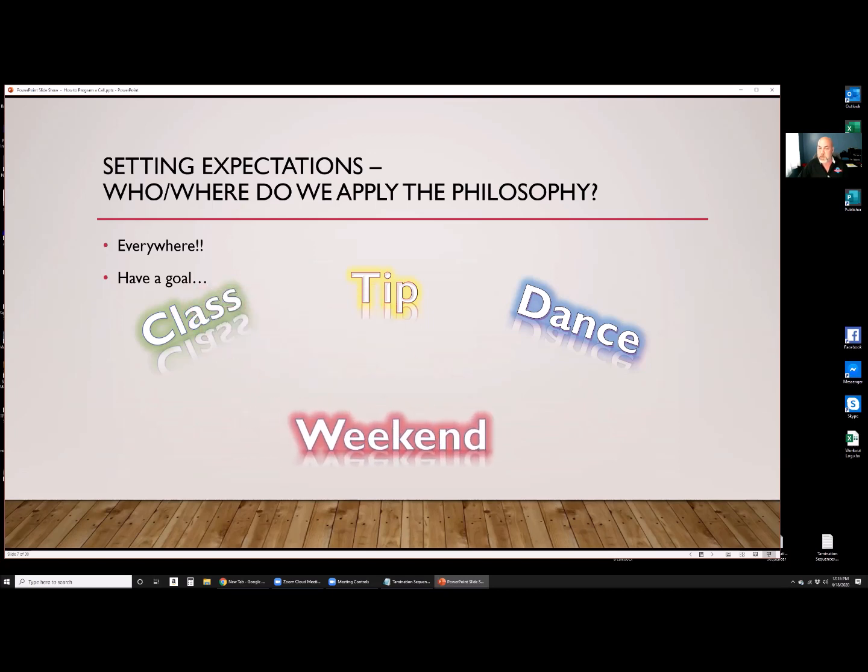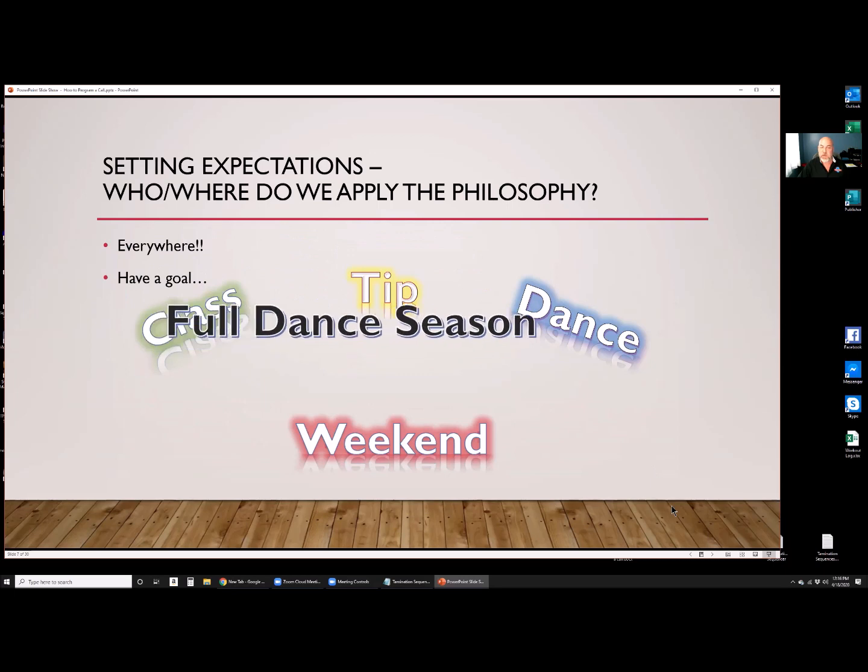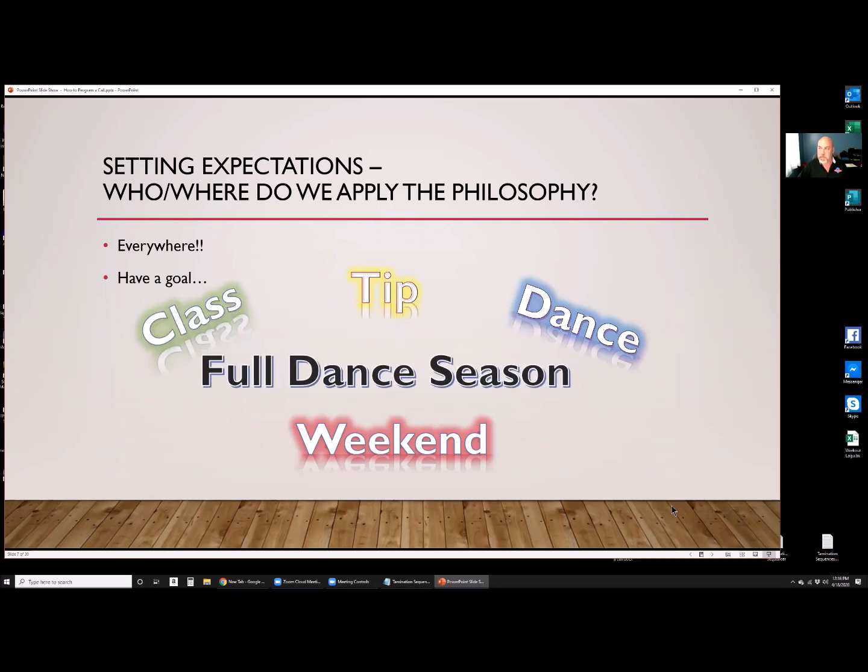That makes them feel good. So spreading this out over a class, a tip, a dance, a weekend, or literally over a full dance season, depending upon what you're doing, is completely understandable, and it's well within the range once you understand how to take a call and move it up the food chain, if you will.